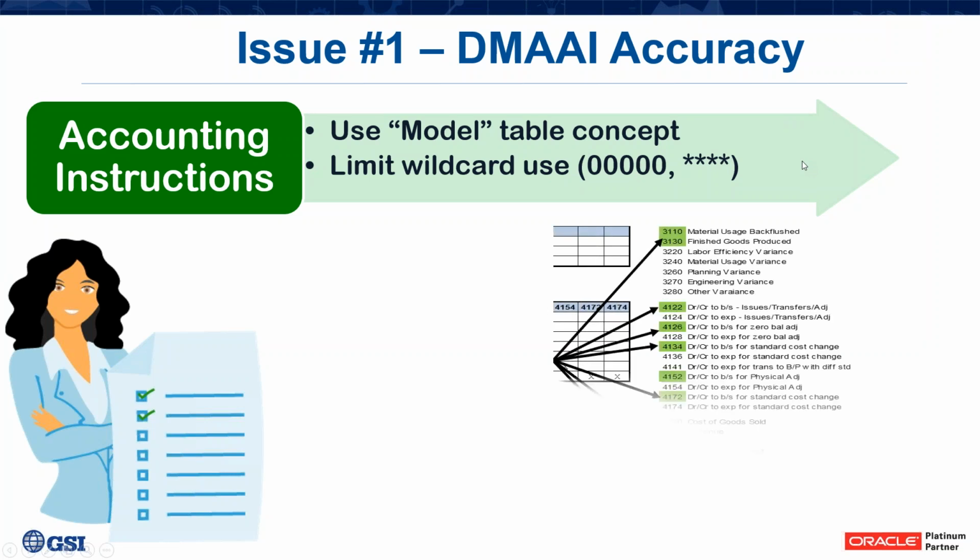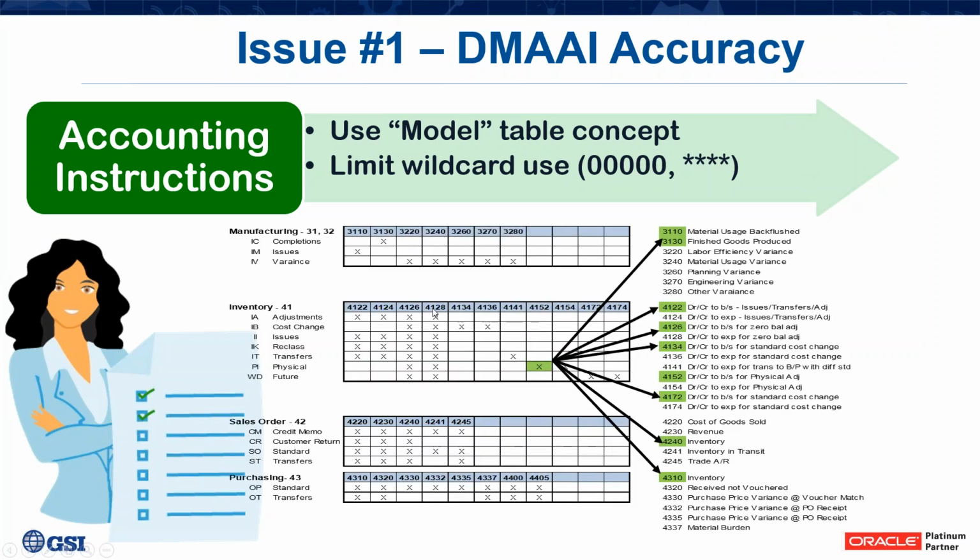Now what I'm going to put up here is a little chart that I put together that basically just lists what AI tables are out there. And these certainly aren't all of them, but these are the basic tables that are out there, just to give you an idea how complex these things can be. So the DMAAIs are broken down by the 4 main inventory modules, and that includes manufacturing.